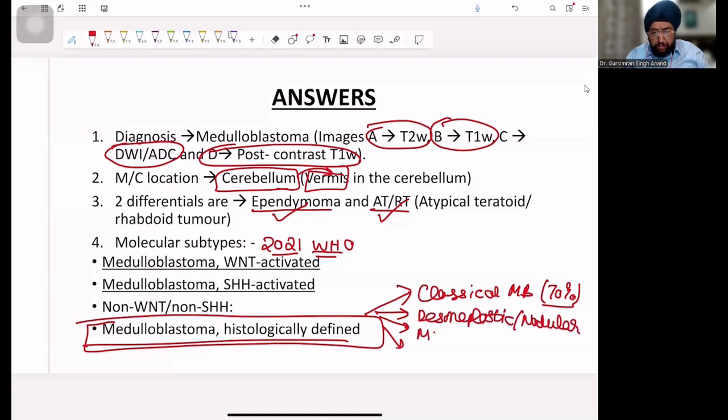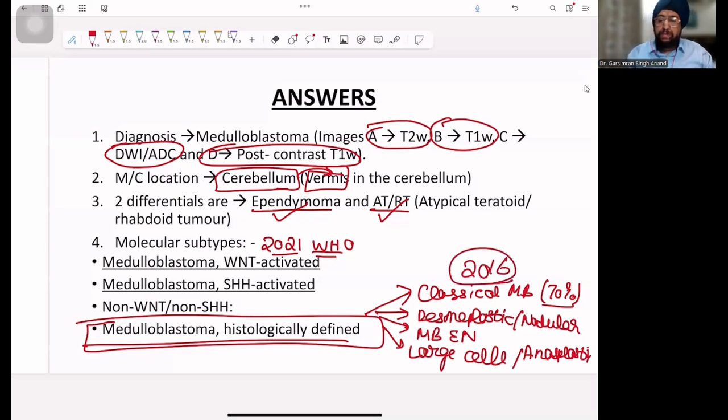Third is your medulloblastoma with extensive nodularity. And the fourth one is your large cell or anaplastic medulloblastoma. Okay, so this was on the basis of 2016 histological classification. But now, according to the 2021 WHO classification, they have been grouped into a single category, which is your medulloblastoma histologically defined. Okay, and these are the rest of the three categories according to the 2021 WHO classification.